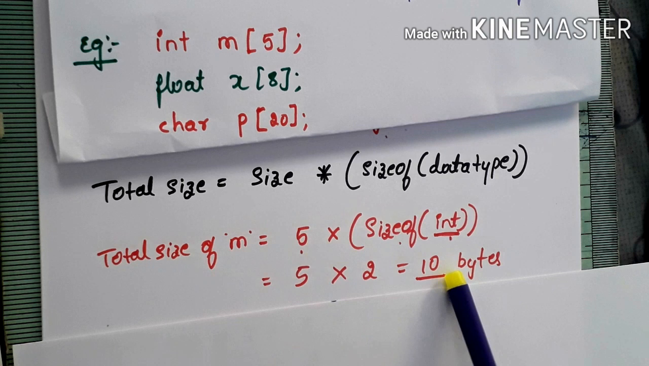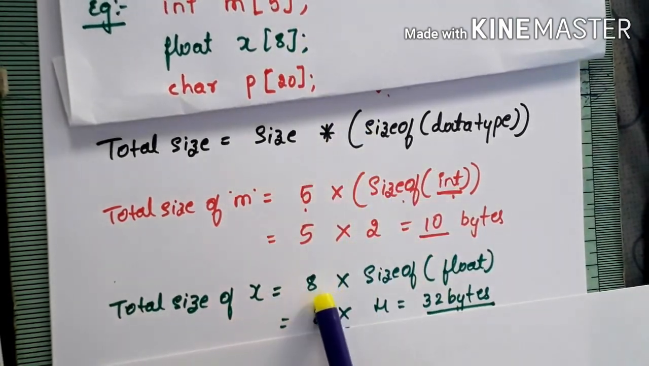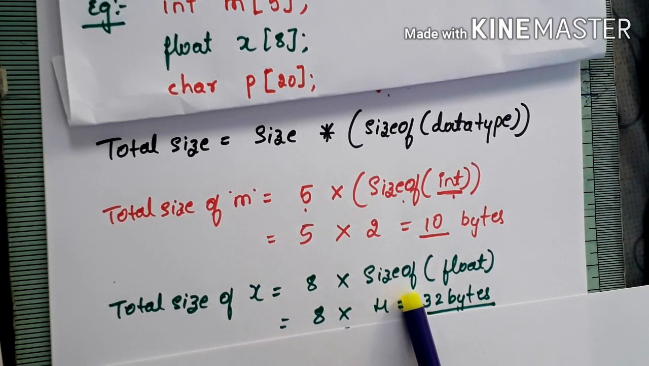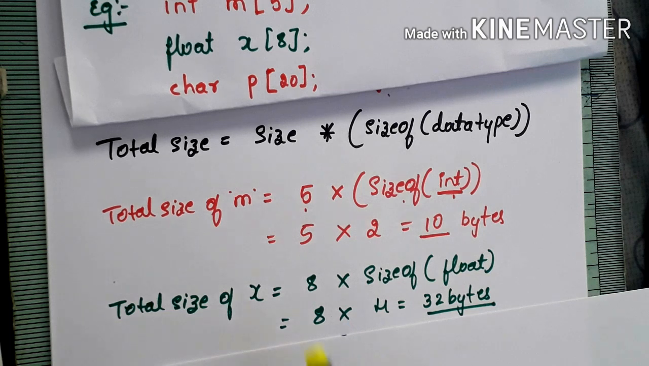or the total size of the array m is 10 bytes. In the same way, total size of the floating point array x is, first write size of the array is 8 into size of data type of the array, float. So next 8 into size of float, which is 4. So that is the total size of the array x is 32 bytes.